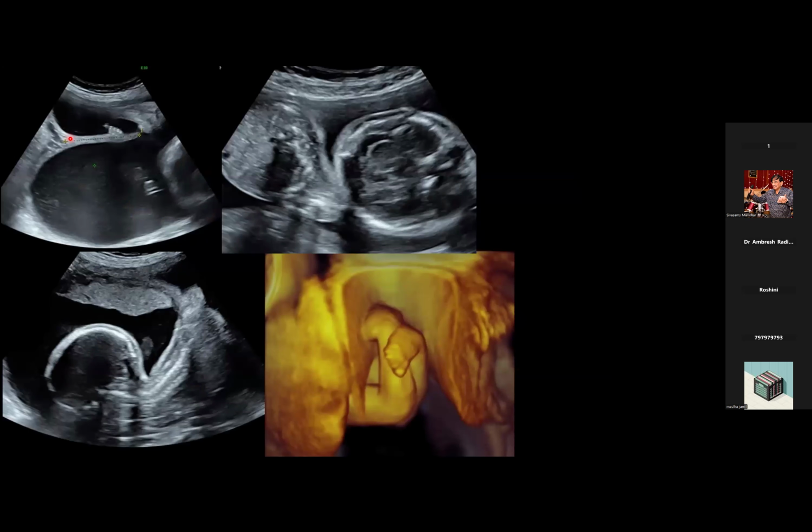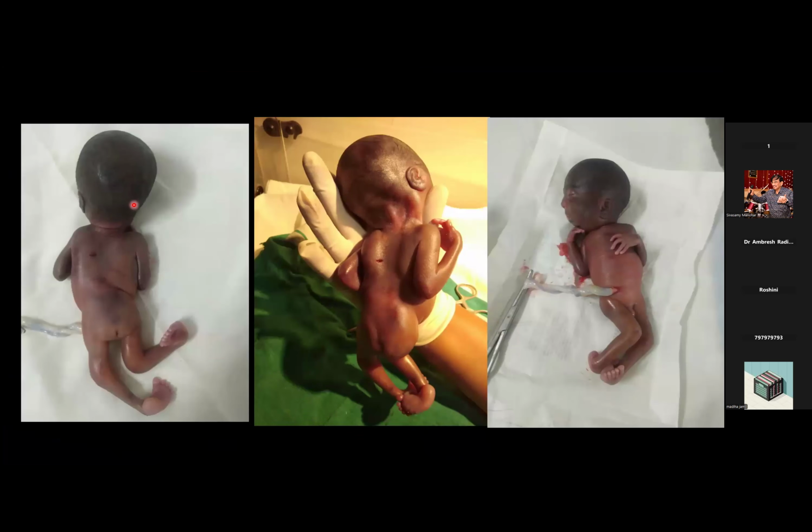This is again an abnormal positioning due to a partial uterine septum. The neck of the fetus was hyperextended to the extent that both the head and the abdomen were visualized in the same plane, and the feet were seen on the other side of the septum. This is the post-abortal picture confirming the spinal abnormality and abnormal posture in the lower limbs.